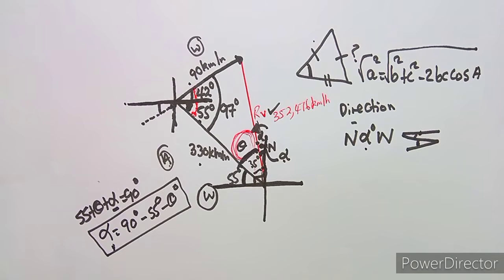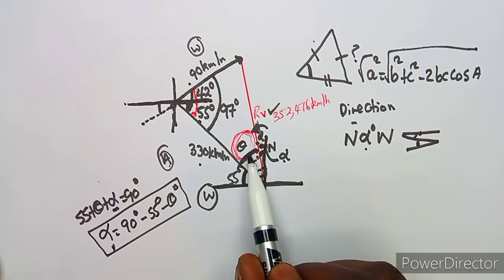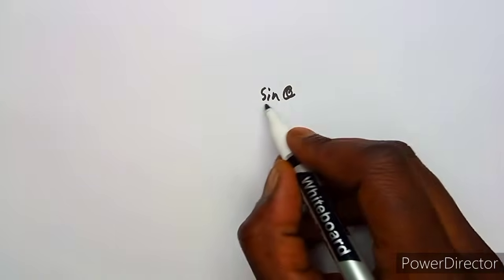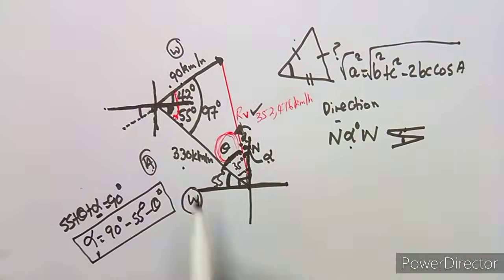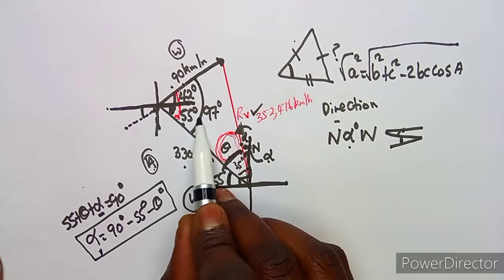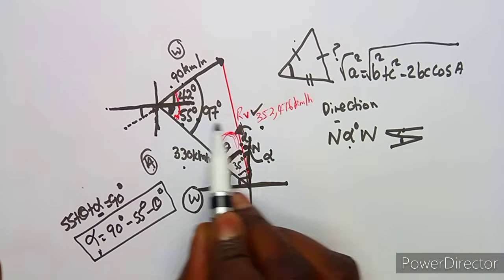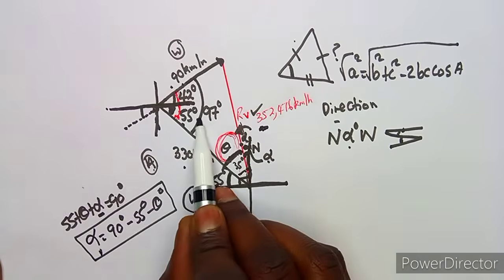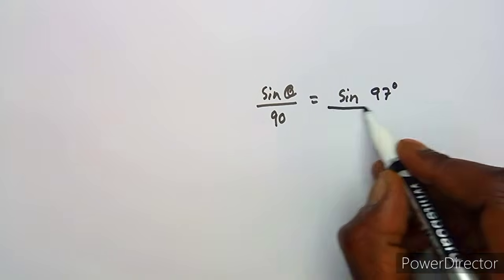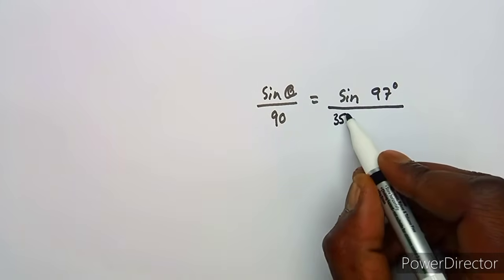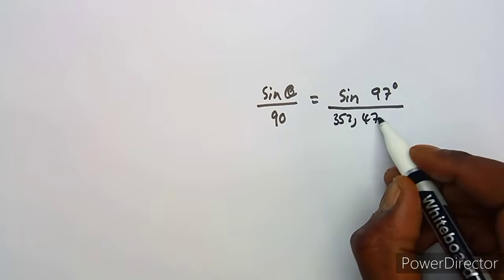So we can apply the rules, sine rule, to find that angle, because we know that sine theta over the corresponding side must give us that sine theta over 90. The corresponding side must give us sine the angle which corresponds to side, and the only angle that we have is this 97, which corresponds with RV, the one that you calculated. So it's sine 97 over this side, right, which is sine 97 degrees over 352, the one that you just calculated, which is 476.